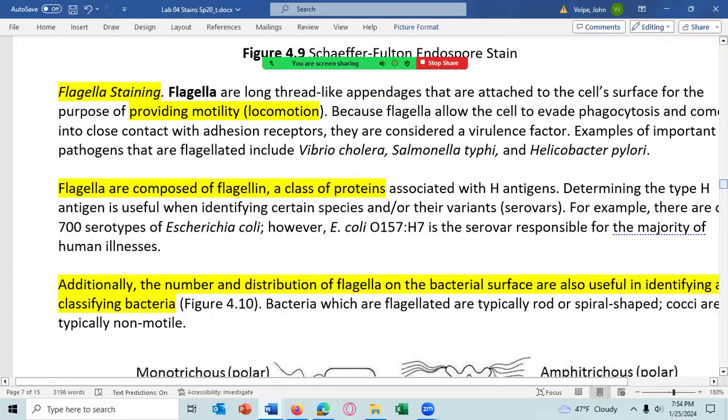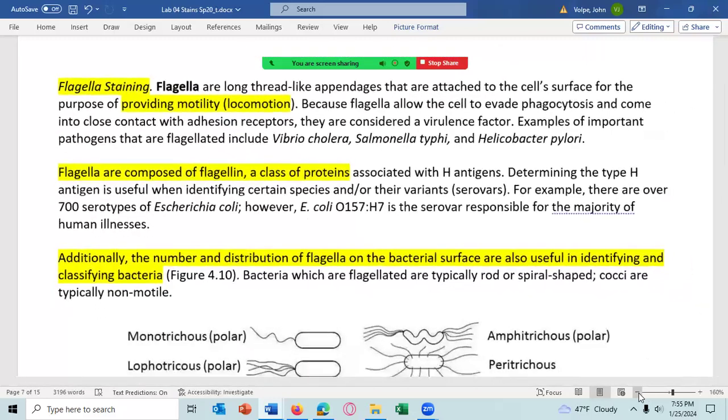All right, let's move on to the flagella stain. The flagellum is a structure in bacteria that allows the bacteria to swim. If the bacteria are motile, the only thing that bacteria have for giving them their motility is a flagellum, or of course, several flagella. Flagella are composed of flagellin, and that's just a protein.